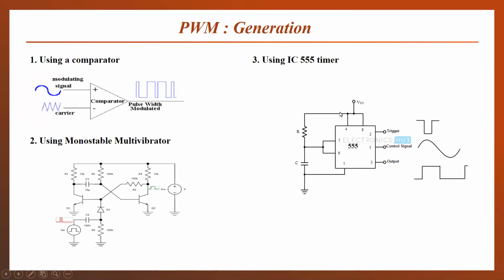555 timer is an IC which can work either in astable mode, monostable mode, or bistable mode. These three states are present for a multivibrator. So here we will work in the monostable state. Modulating signal in the multivibrator or IC 555, the carrier will be in the form of pulses, whereas in the comparator circuit, the carrier will be in the form of a ramp signal.